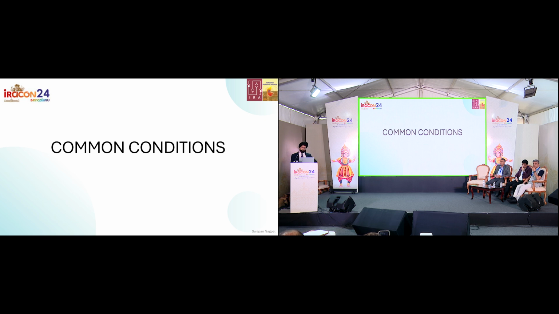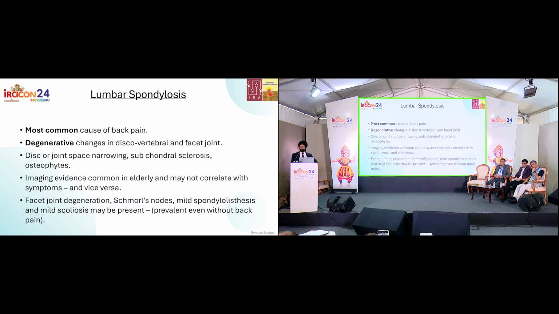Let's go through some conditions very quickly. Most common cause of back pain is lumbar spondylosis, which is degenerative changes in the spine, in the discovertebral and the facet joints. You can see disc or joint space narrowing, subchondral sclerosis, osteophytes, I'll show in the next image. And as I said, imaging evidence will not always correlate with the symptoms and vice versa. Other features like facet joint degeneration, small nodes, mild spondylolisthesis and mild scoliosis may be present.